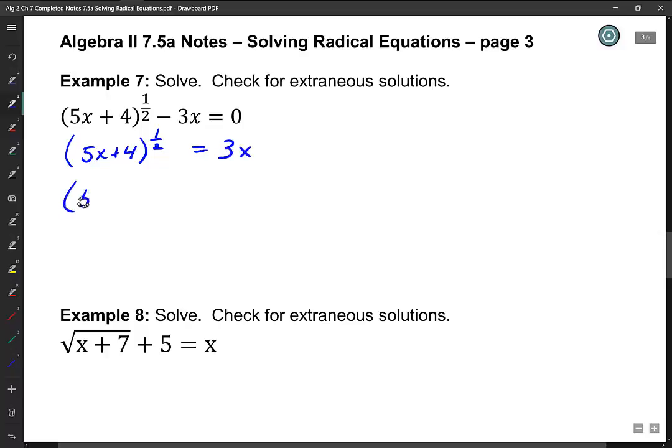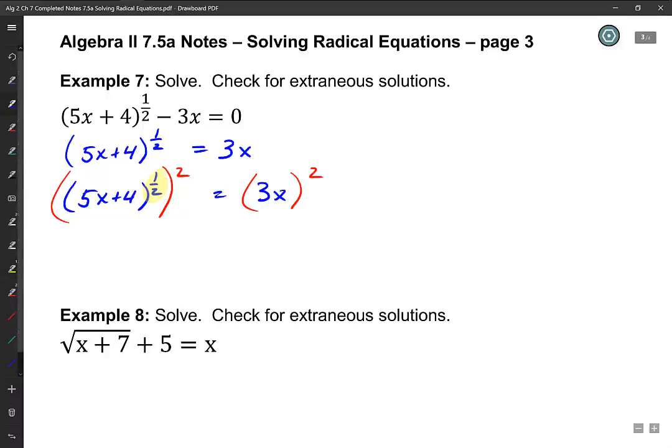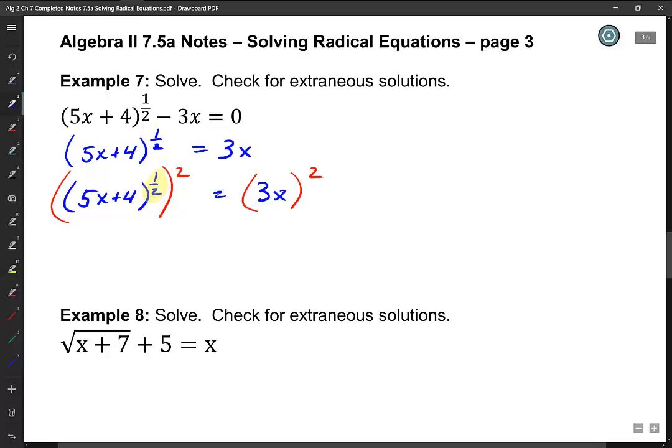Now we're going to take both sides of the equation like we did before, and we're going to raise both sides of the equation to the power that is the reciprocal of our fractional exponent. And once again, I'm targeting this 1/2. The reciprocal of 1/2 is 2. When we square a 1/2 power, that's going to leave us with 5x plus 4 on this side. And on this side now, we're going to get 9x squared.